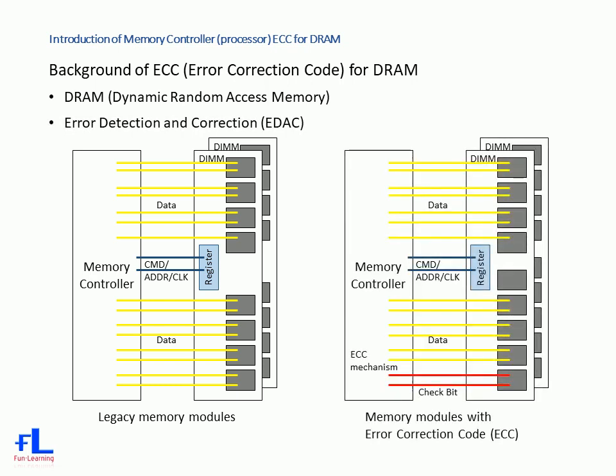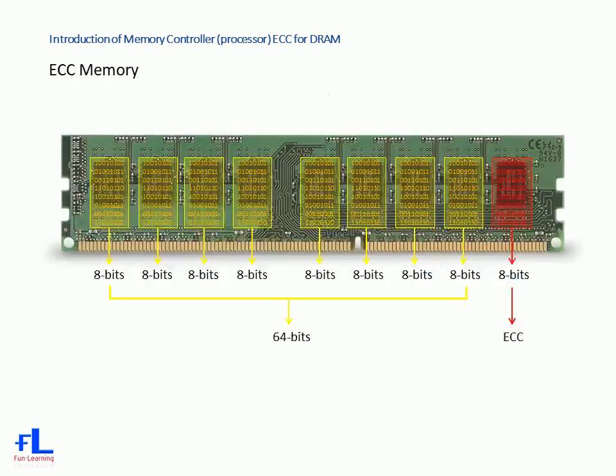The solution is that memory modules are designed to carry extra DRAM ICs to store parity or check bits, and the memory controller adds an error correction code, ECC, mechanism. Here is an example of ECC memory in a DDR3 DIMM. Each DRAM IC has an 8-bit wide data bus. A total of 8 DRAM units make a 64-bit wide memory bus. An additional DRAM IC will store 8 bits of ECC data.